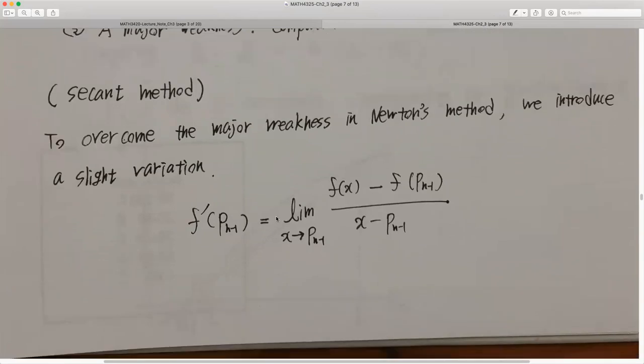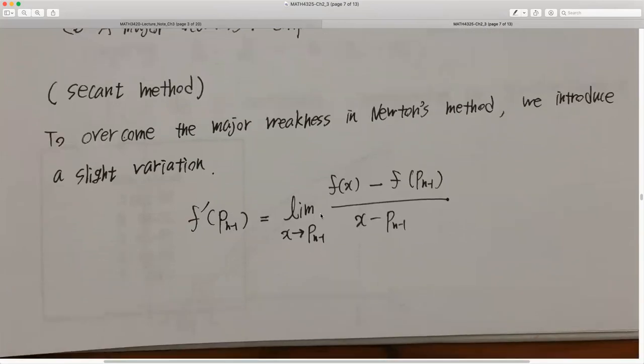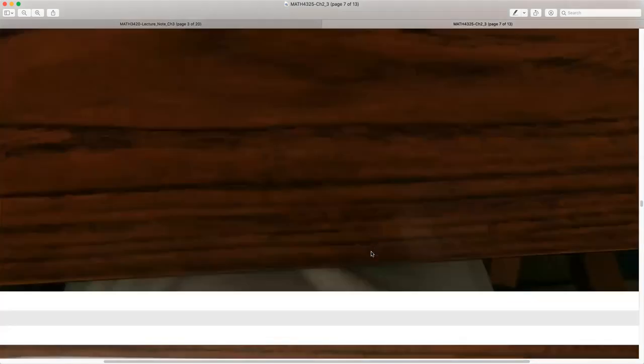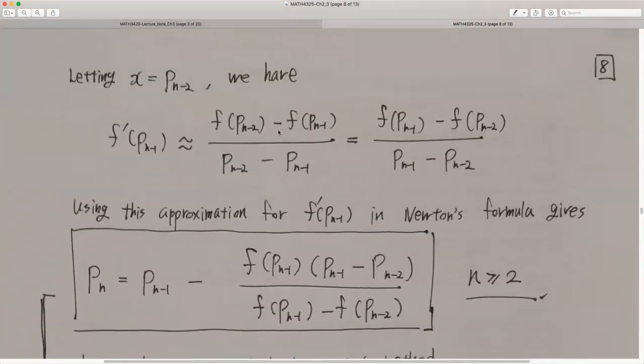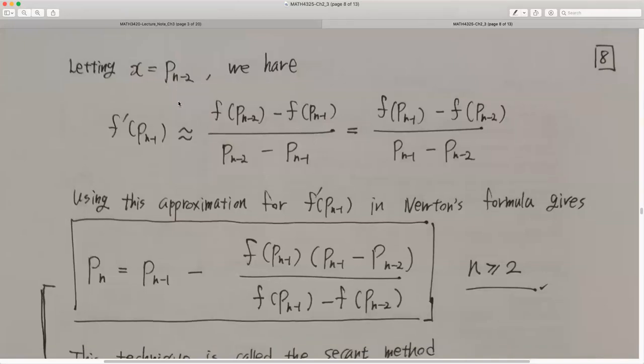Okay, so you can see that to overcome the major weakness in Newton's method, we introduce a slight variation. f prime of p n minus 1 is the limit of f of x minus f of p n minus 1 over x minus p n minus 1 as x approaches p n minus 1. This is just the definition of the derivative of f at x equals p n minus 1, right? So now first we let x equal p n minus 2. The goal is to find out p n.